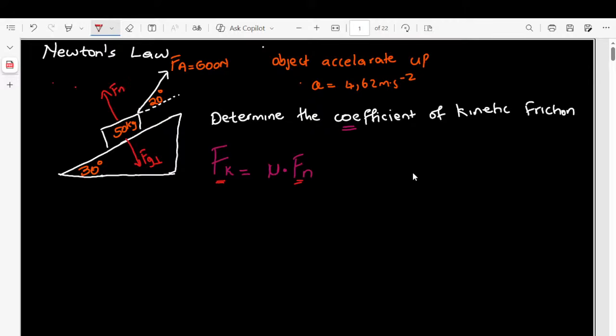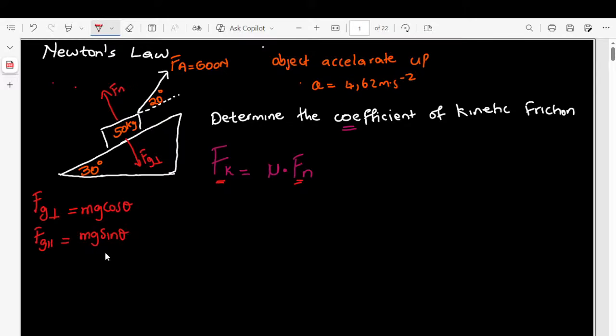So now what I'm going to do is let me put this information here and say Fg perpendicular is equal to mg cos θ. Fg parallel, this is the weight that is parallel to the surface. This will be equal to mg sin θ.